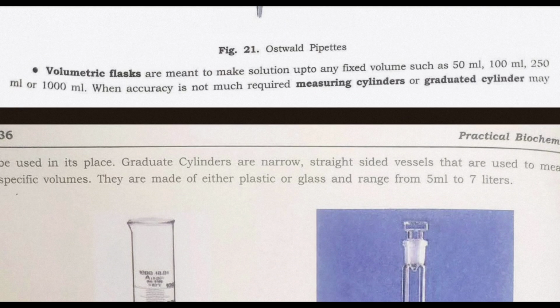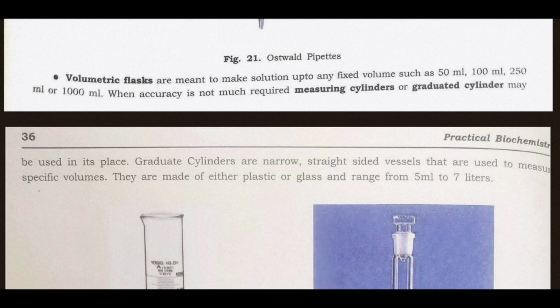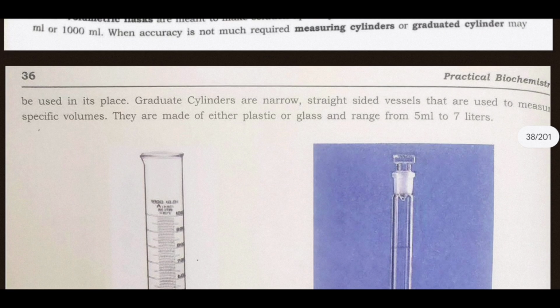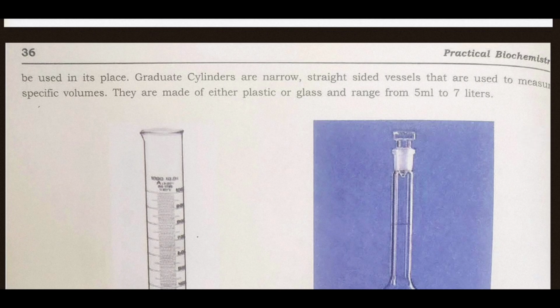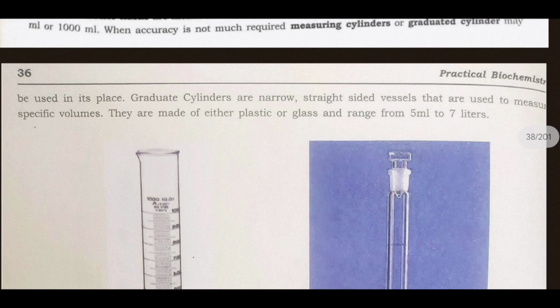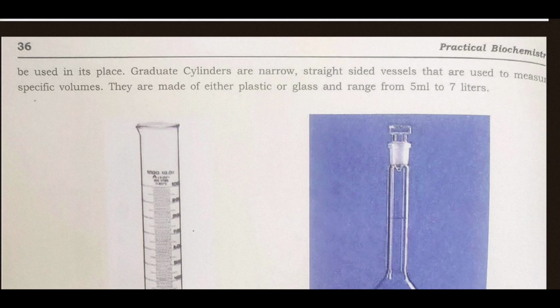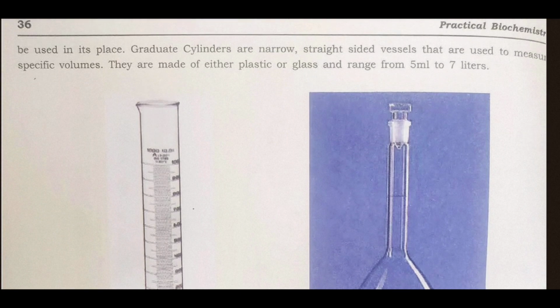Volumetric flasks are meant to make solution up to any fixed volume such as 50 ml, 100 ml, 250 ml, or 1000 ml. When accuracy is not much required, measuring cylinders or graduated cylinders may be used in its place. Graduated cylinders are narrow, straight sided vessels that are used to measure a specific volume. They are made of either plastic or glass and range from 5 ml to 7 liters.